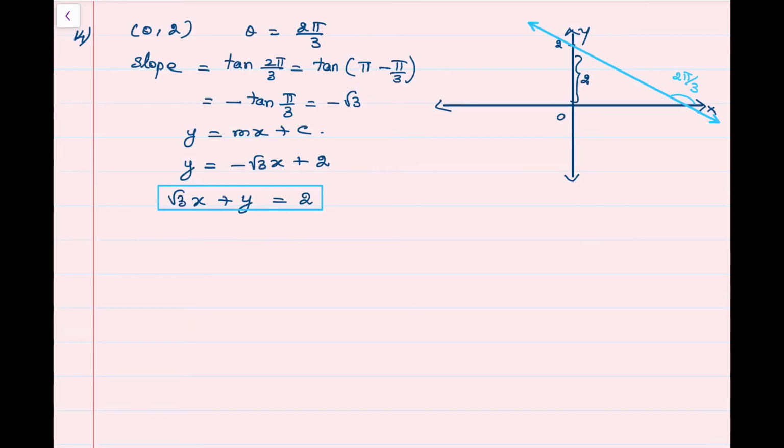Also find the equation of the line parallel to it. So if two lines are parallel, slopes will be equal. So the slope of the other line is also minus root 3, and crossing the y-axis at a distance of 2 units below the origin. This is minus 2. This line is parallel to the previous line, so slopes are equal.